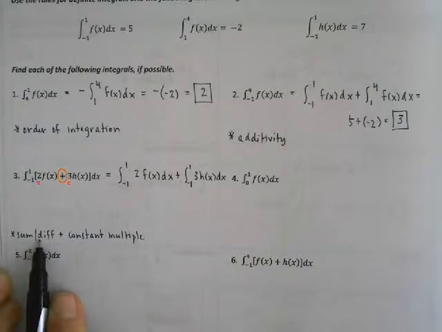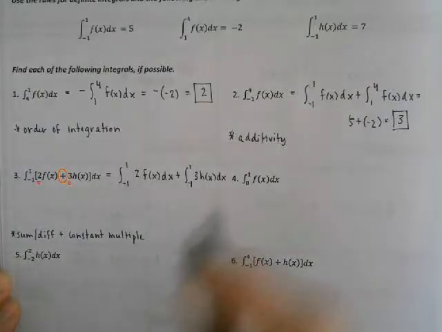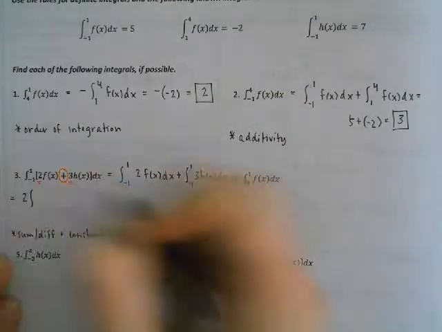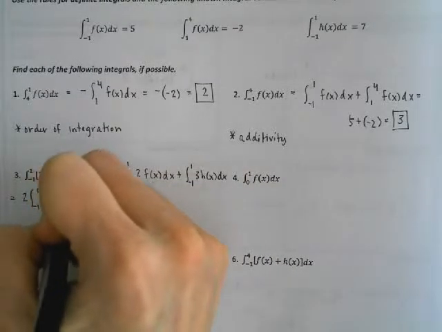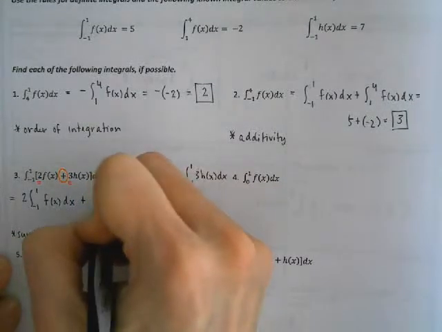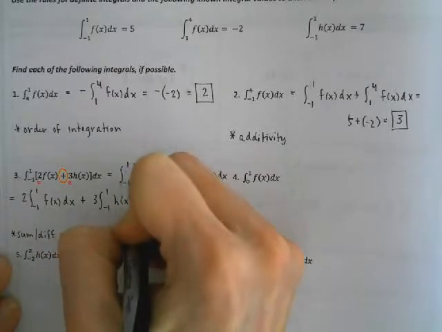So that was using my sum or difference rule. Now I'm going to use the constant multiple rule to pull out those constants. So that's going to be equal to 2 times the integral from -1 to 1 of f of x dx plus 3 times the integral from -1 to 1 of h of x dx.